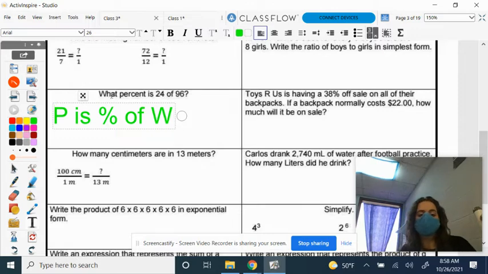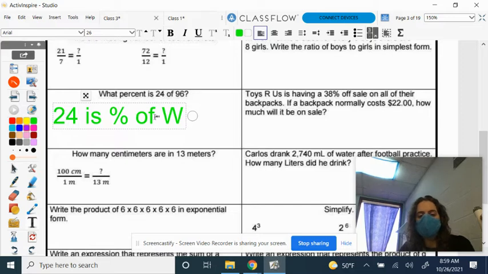Our percent is 24? Nope. Or 96? Nope. Jacob? We don't have a percent. If we had a percent, you would see the percent sign. But there isn't a percent, which means these two numbers are either going to be our part or our whole. So which one is our part? Is our part 24 or is our part 96? 24.